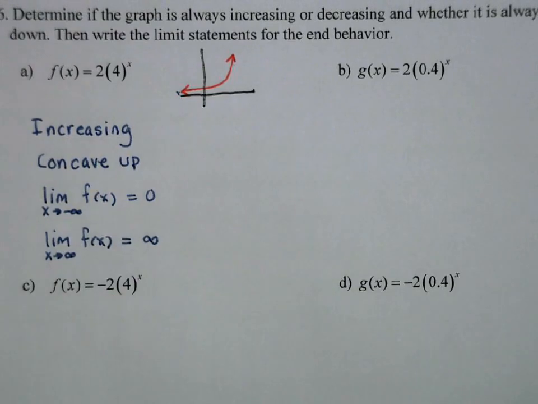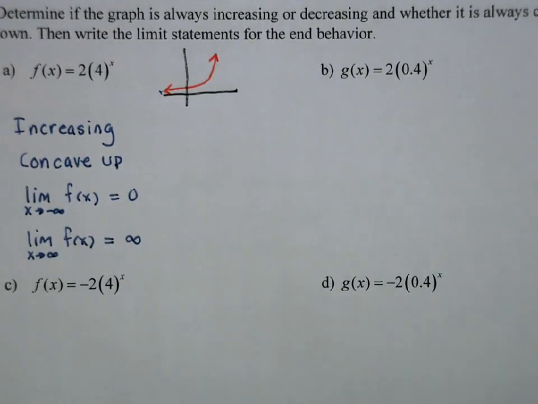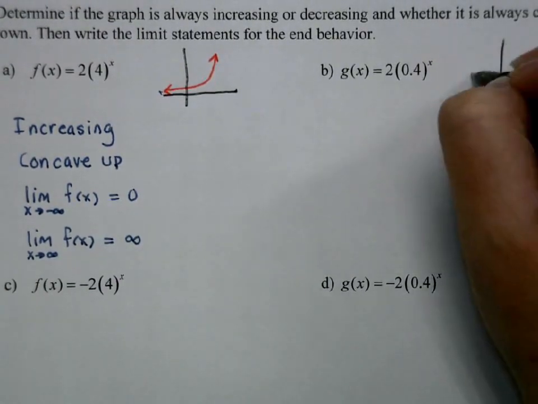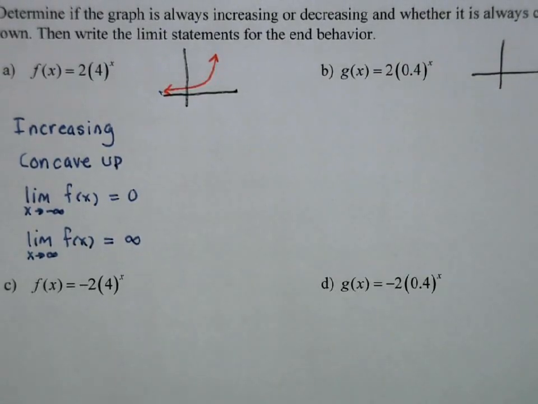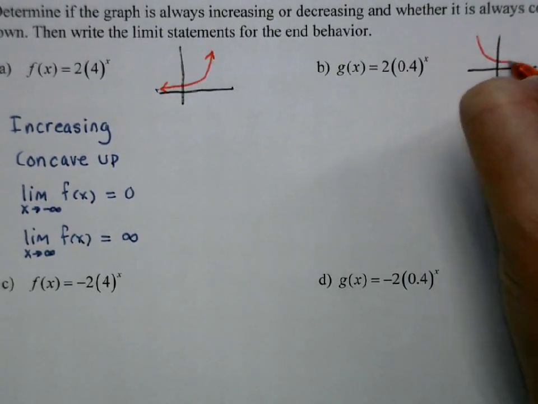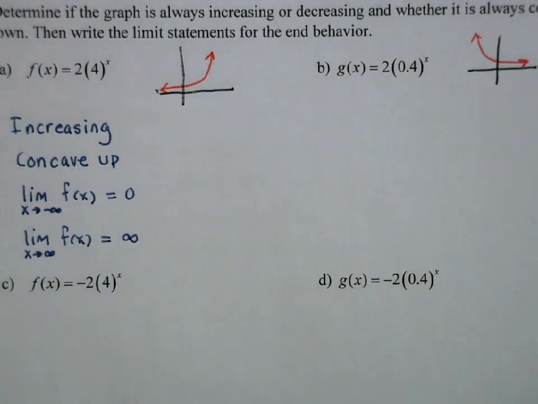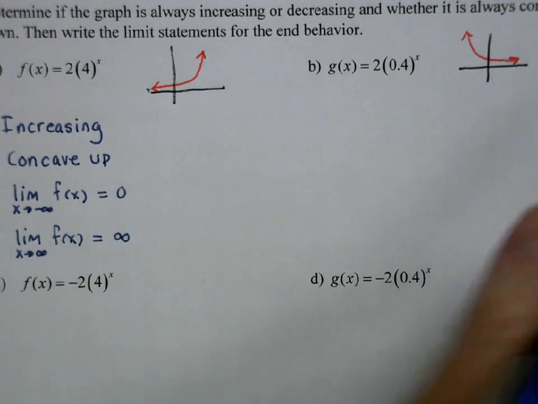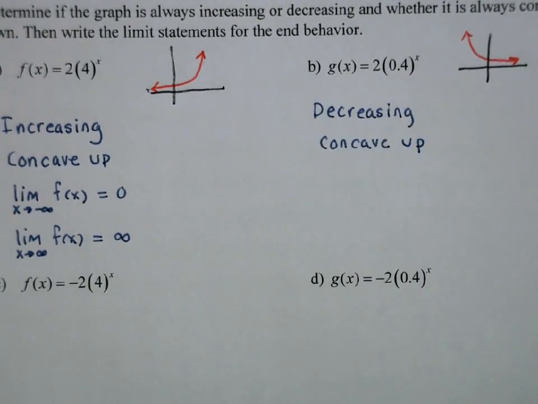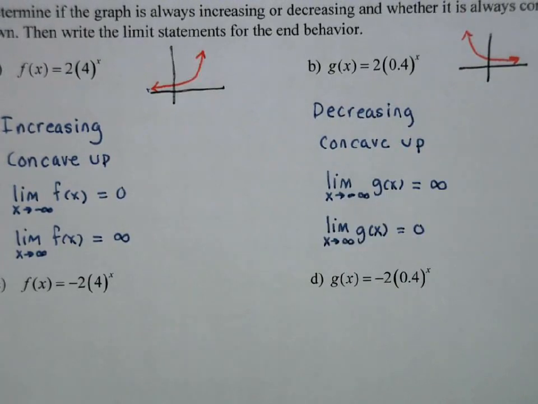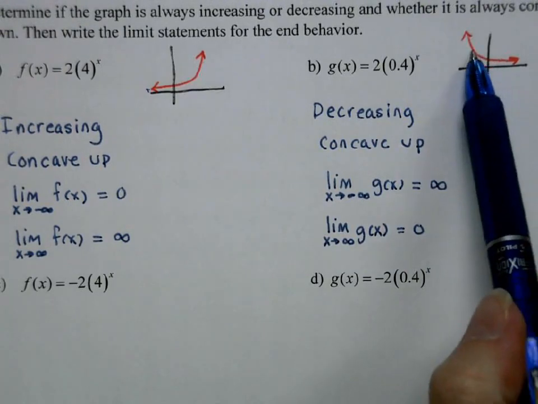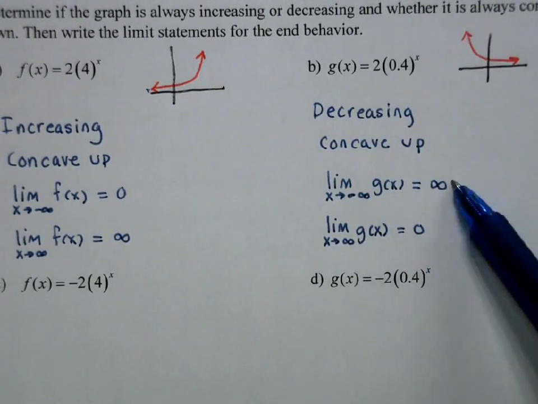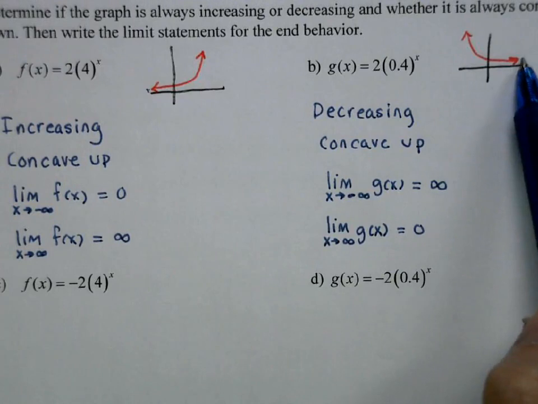For my exponential decay, the graph is going to look something like this. So this graph is decreasing and concave up. Then I can make those limit statements for the end behavior. So as we go to negative infinity, those y values increase without bound, so they're going to infinity. As x goes to infinity, then my graph is going to 0.